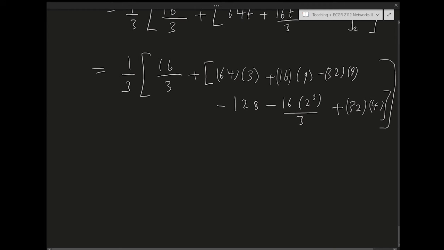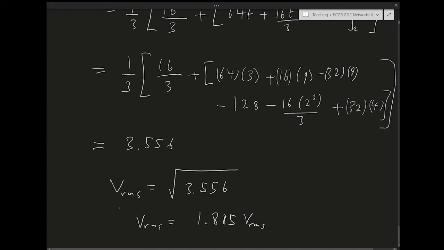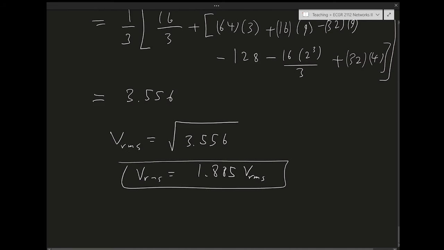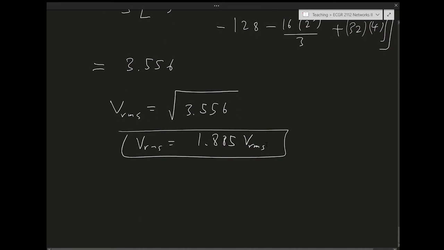If you go to MATLAB and do this, or use a calculator, you'll end up with 3.556. So VRMS is just going to be the square root of 3.556, which is equal to 1.885 VRMS. Okay, and like I said, you can put in the unit as volt RMS, or you can omit it, it's fine. It depends on the context. I prefer to always put the RMS so that I'm not confused when a value is an RMS value or a peak value or a magnitude value.